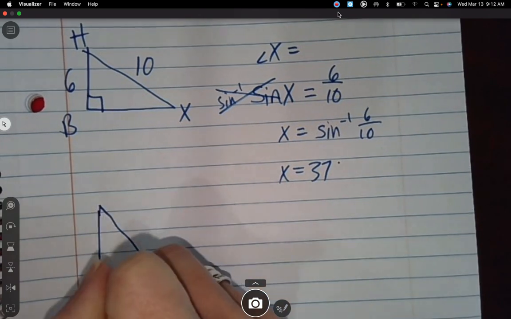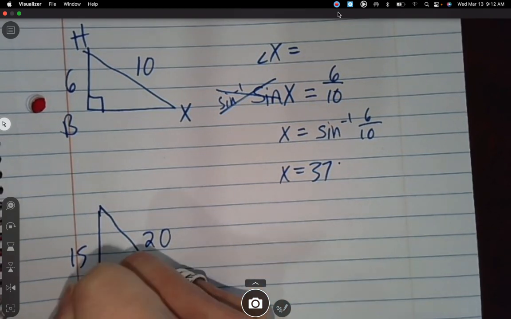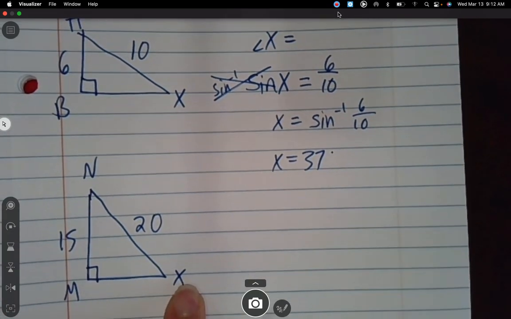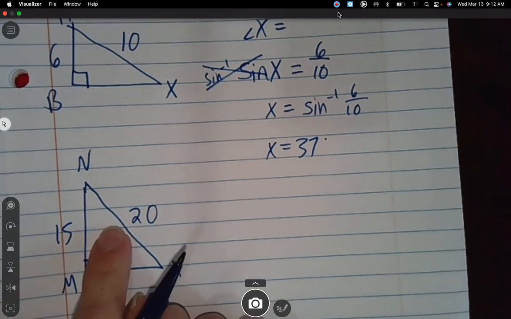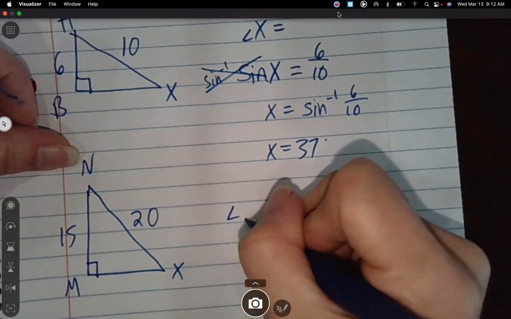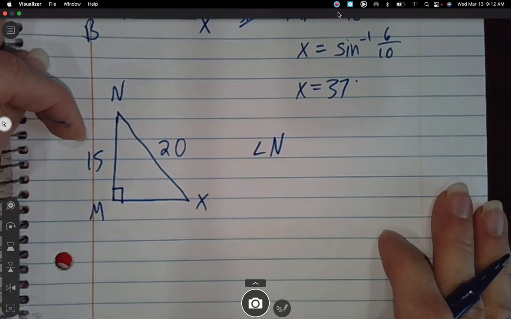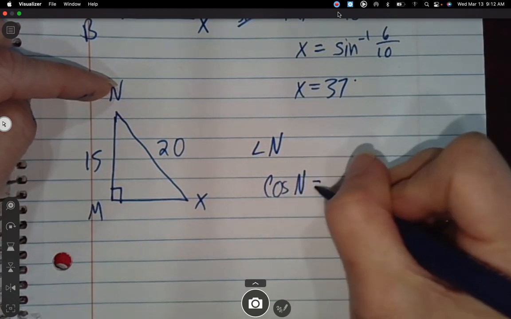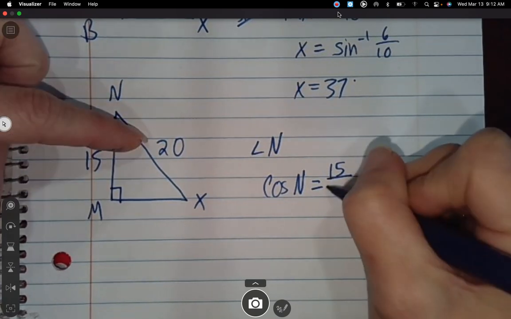Okay, anytime you're looking for degree, that's what you have to do. So on this one, let's find angle X again. Is it sine, cosine, or tangent? Oh wait, they wanted me to find angle N. Let's find angle N. So what do I use for this one? Adjacent over hypotenuse. That's cosine of N. Adjacent is 15. Hypotenuse is 20.